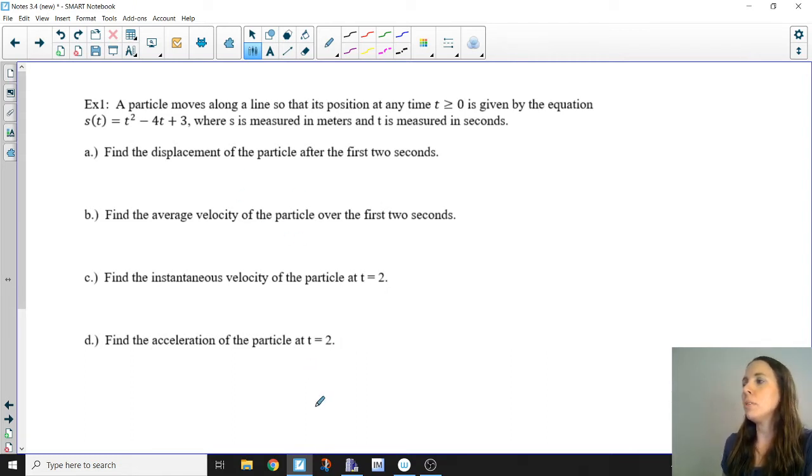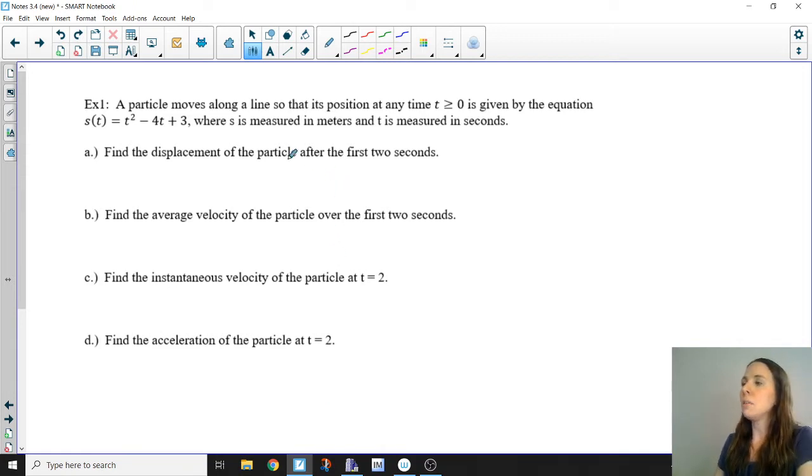A particle moves along a line so that its position at any time t greater than or equal to 0 is given by the equation s of t equals t squared minus 4t plus 3, where s is measured in meters and t is measured in seconds.